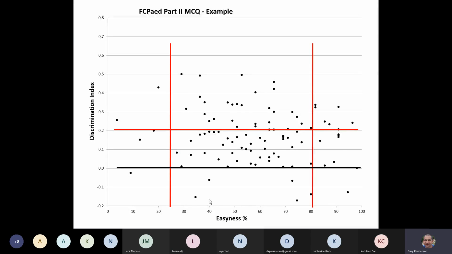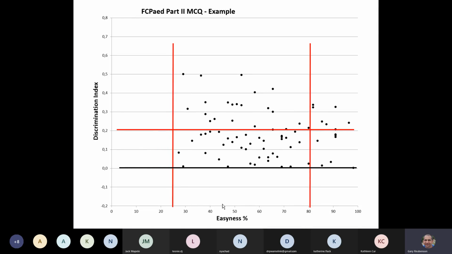And so you end up with this being your initial graph and potentially some questions being excluded. This isn't necessarily what absolutely happens, but what we've seen here is that all of those with very low easiness percentage, so very difficult questions, were excluded, and all of those with negative DIs were excluded. And so you end up with 120 or 130 of the 150 questions being included.